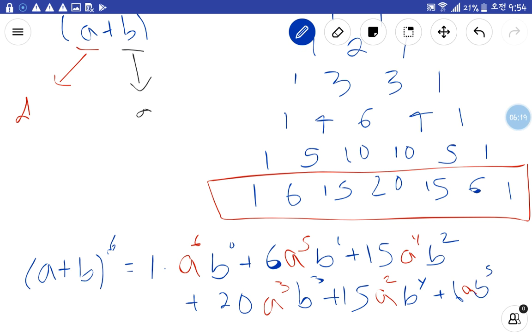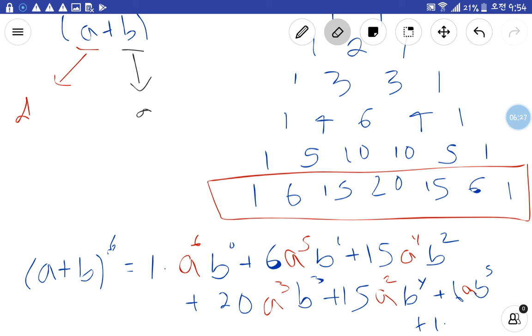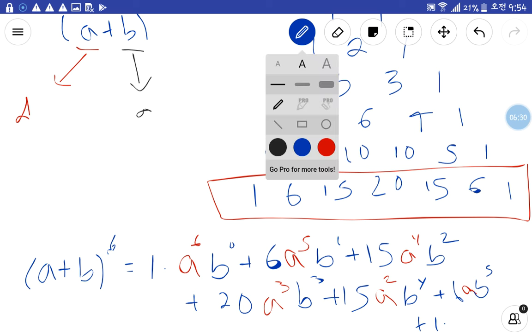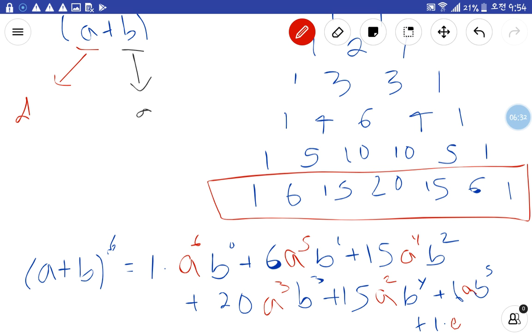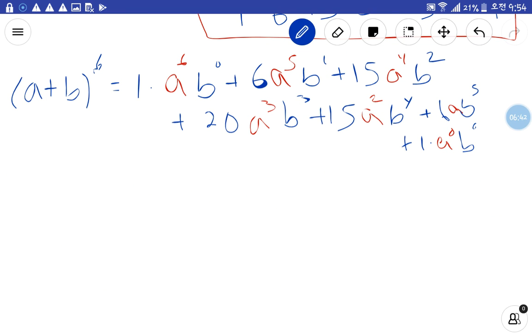And then what? I have 1 times b to the a to the 0 power. You don't really have to show it, but I just show you since this is your first time. A to the 0 power and b to the 6th power. Okay, now I'm going to simplify. So my answer this time, 1 times a to the 6th power times b to the 0 power.